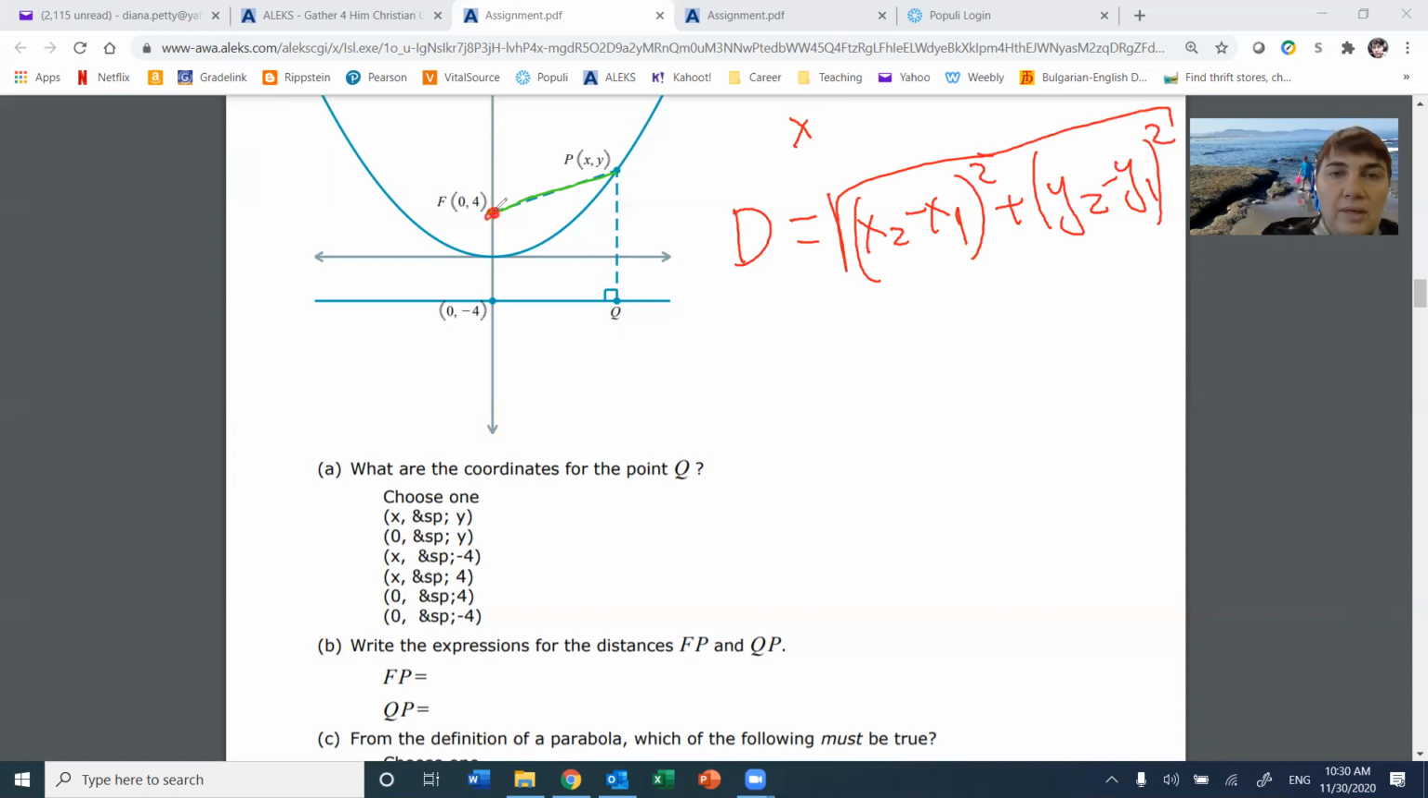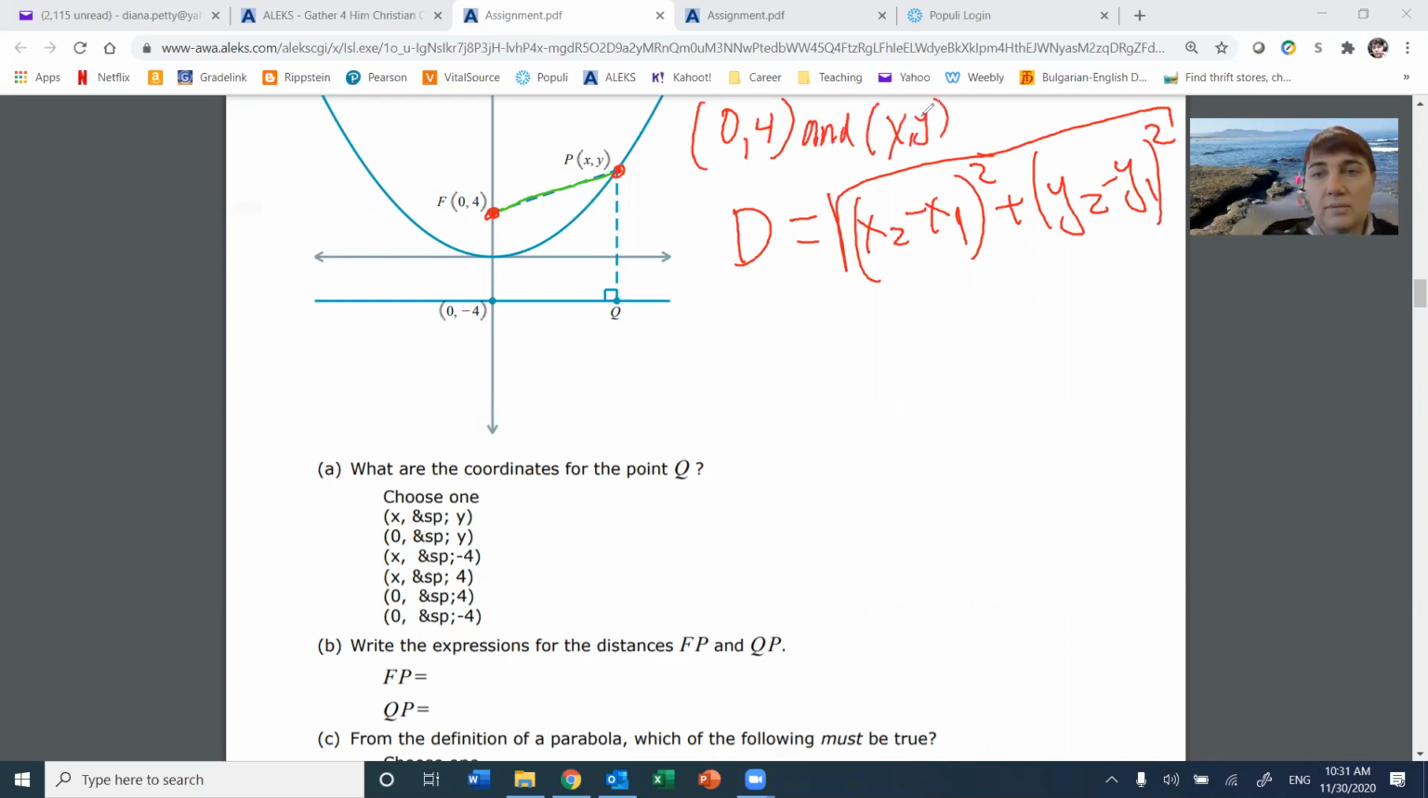So we have the 2 points. One is 0, 4. The other one is x, y. So let me write the points. Which one do you want to be the first? Okay, let's do 0, 4 as the first. The first point I have is going to be 0 and 4, and the other point would be x and y.